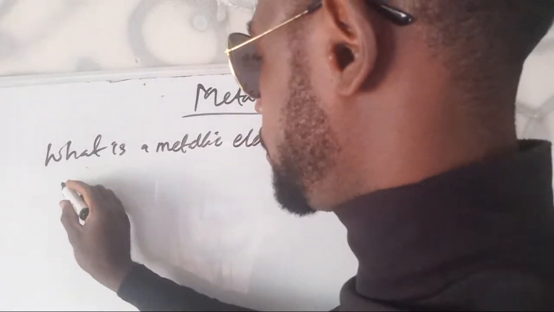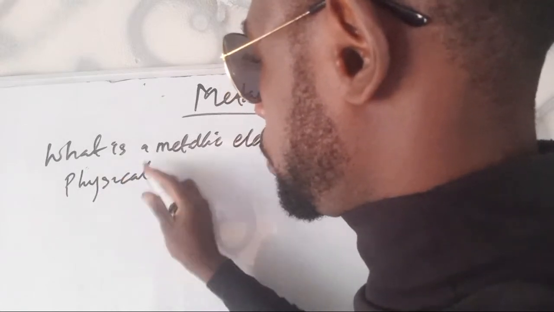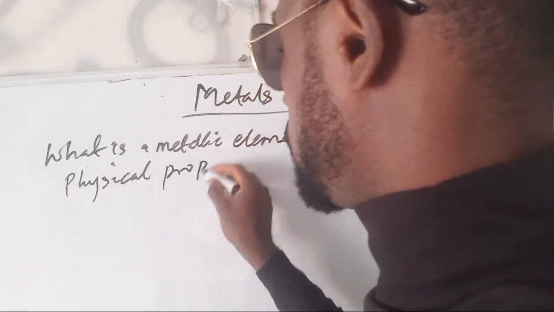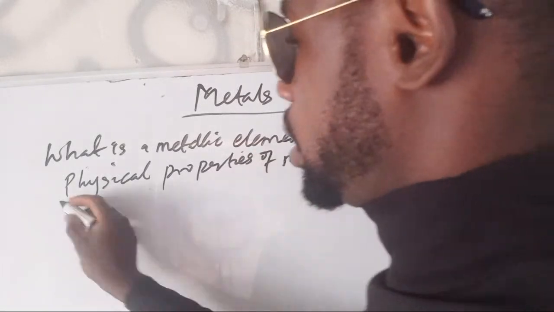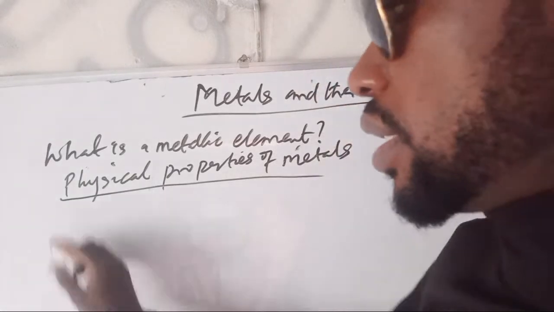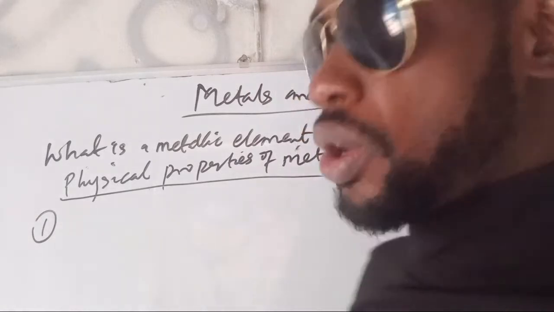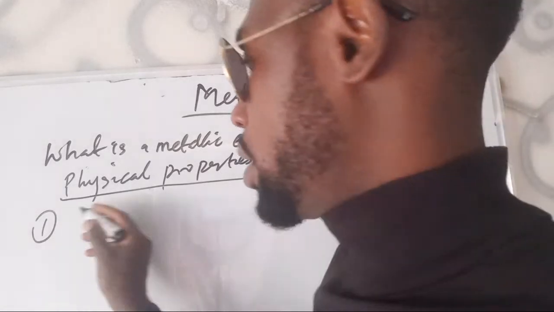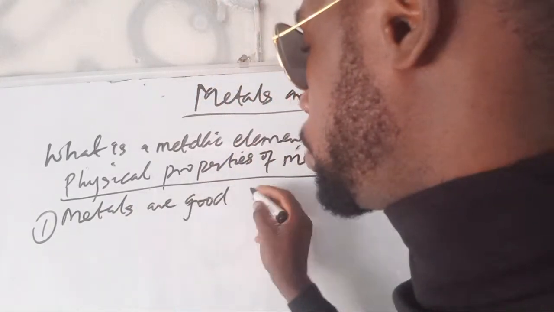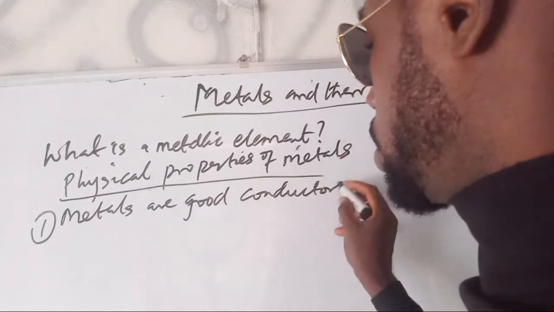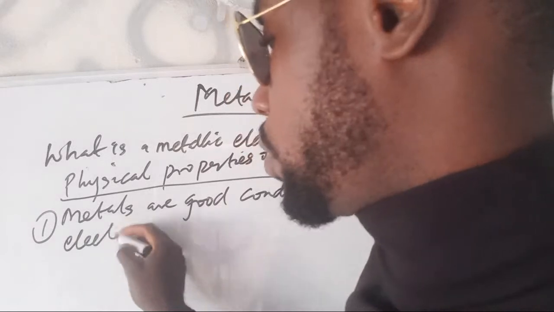Now we have the physical properties of metals. One can easily say the easier one, which we all know: metals are actually good conductors of heat and electricity, of course.